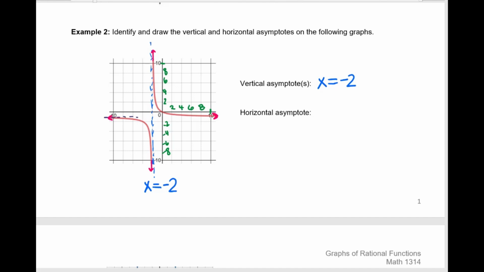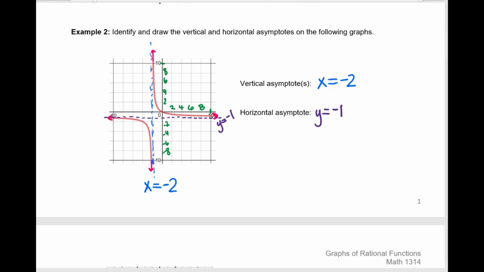But we're talking about horizontal asymptote. So we're flattening out. Dashed line for our asymptotes, it's horizontal, so that's a y. Notice that it is halfway in between the two lines, or halfway in between the box. So it's going to be a 1, but since it's below the x-axis, it's going to be a -1. So our horizontal asymptote is y equal to -1.